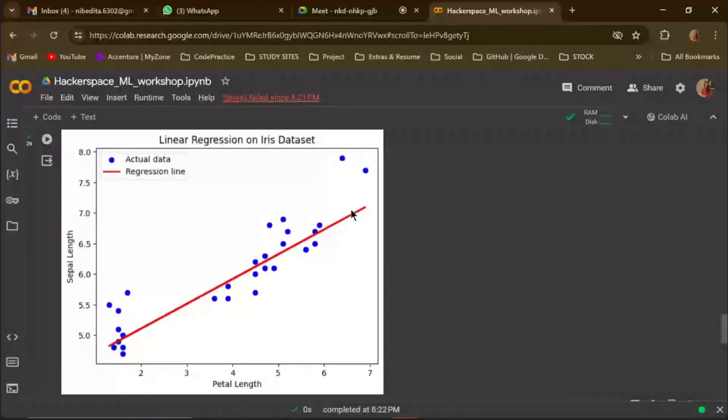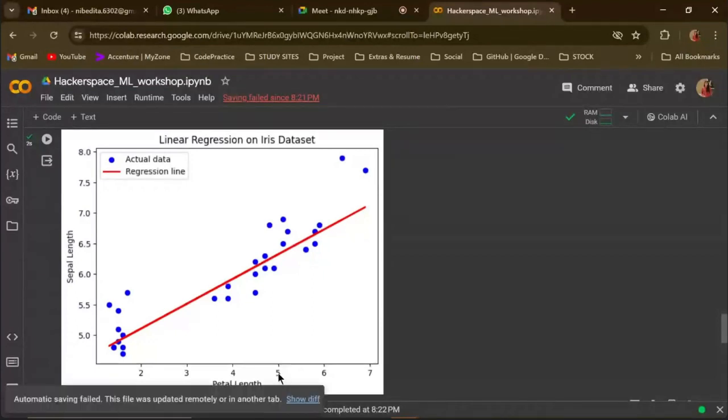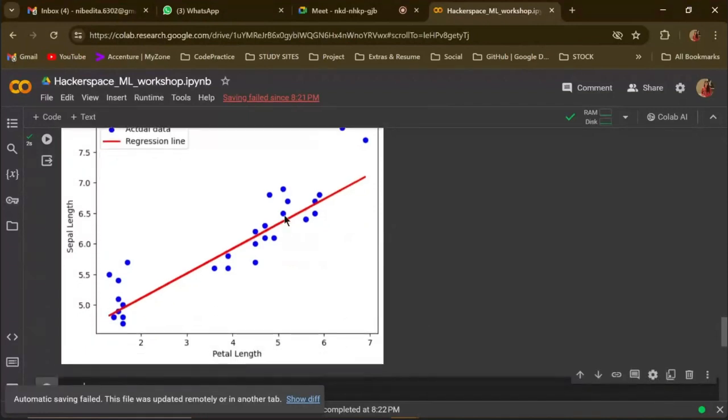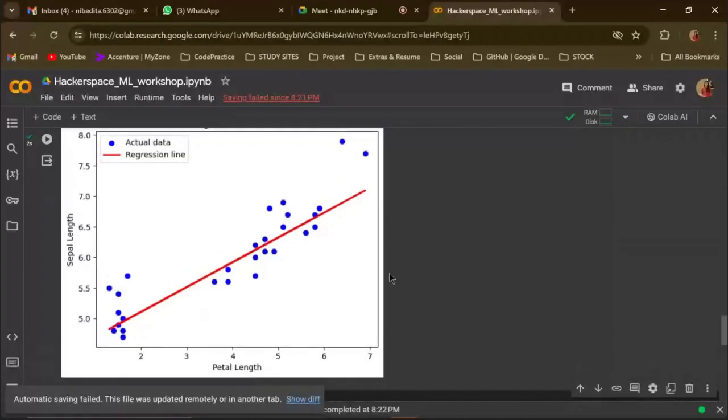So how do we get to know with this line? Let's say the petal length is 5. So we project this line. We get a projection from this line at 5 and a projection on the y-axis. So a petal length of 5 will give a sepal length of near about 6.5. This is how we understand. This is what the prediction means. Is this clear?